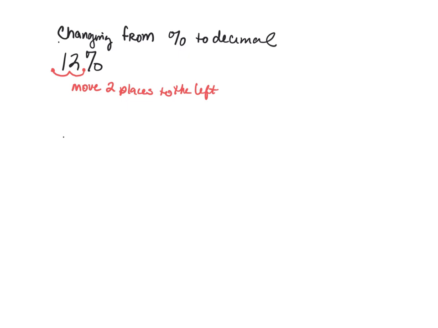Then when you have a decimal already, you're going to move it 2 places to the right and add the percent. So move 2 places to the right and add the percent.